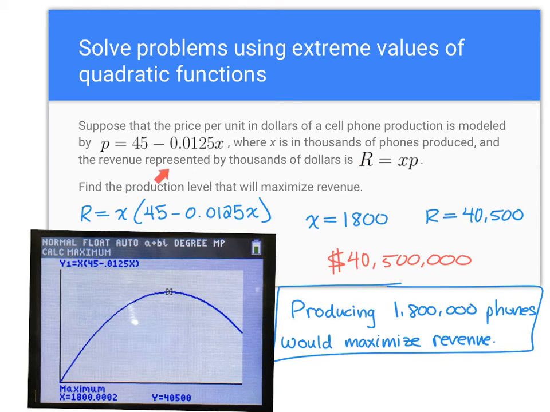But again, that's not what it's asking for, just to highlight the fact that sometimes you do need to be clear how the variables are measured, right? Like maximum revenue isn't when you're producing 1,800 phones because X is measured in thousands of phones. It's when you're producing 1,800,000 phones. But that's all just coming down to making sure you're reading the problem carefully and answering whatever question they tell you to answer.